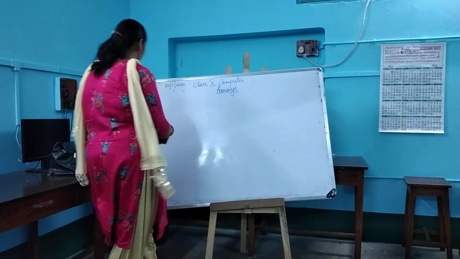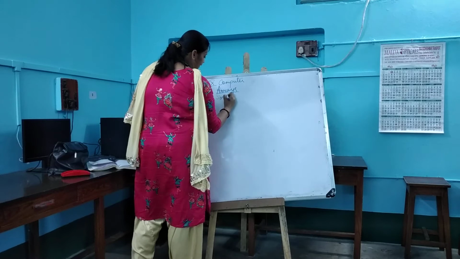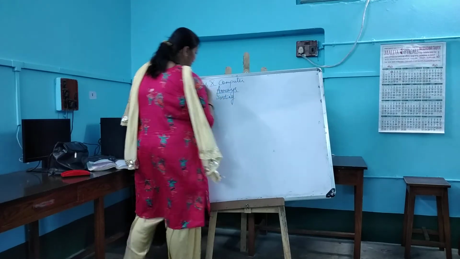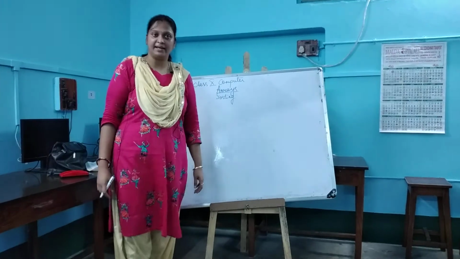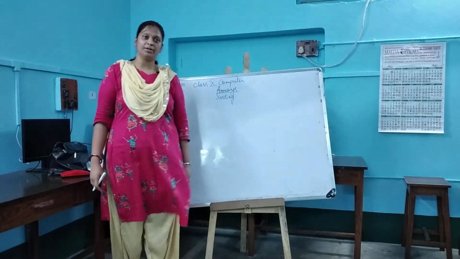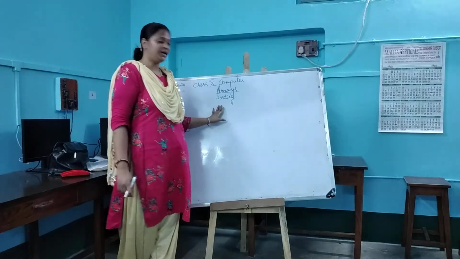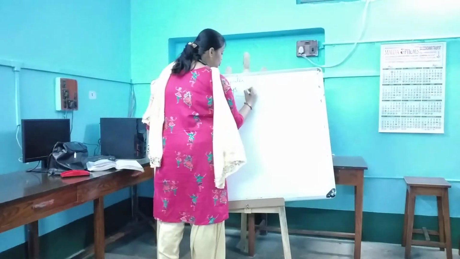The next operation which we are going to perform with the help of arrays is sorting. Sorting, as I said in the last class also, is to arrange the list of elements either in ascending order or in descending order. Now, sorting is again classified into two parts.